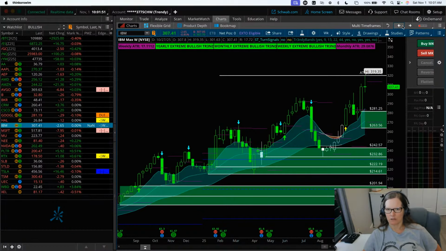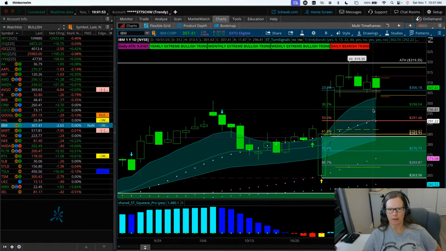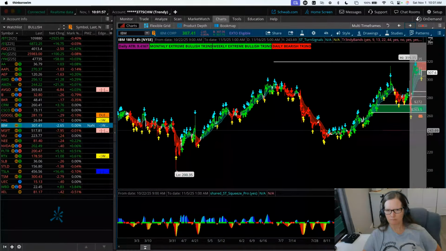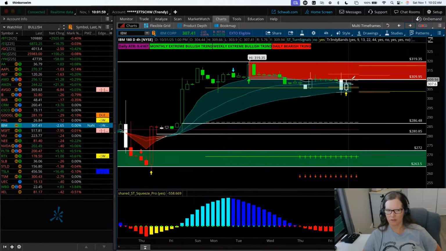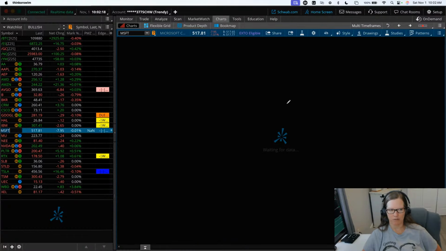All right, there's your weekly, daily. It's right at resistance. It would take a pretty significant pullback in IBM. But here's your 4-hour buy zone down here. Again, you're right at resistance. This isn't going to make my top 6 to 8, but there are the zones.